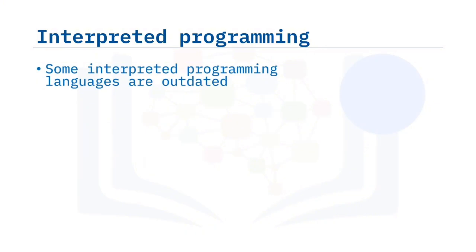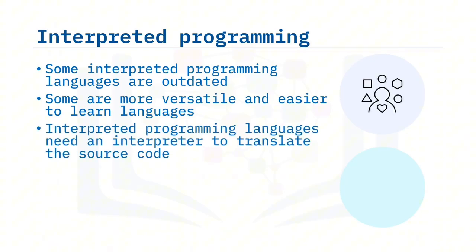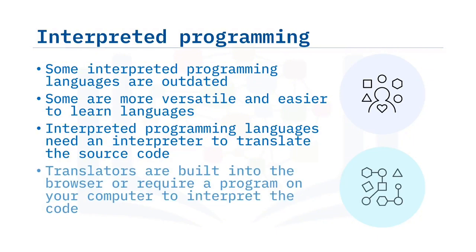As computers and web pages have changed and advanced, some interpreted programming languages are outdated, and they are not as useful or relevant. Some other languages are more versatile and easier to learn, which means they are preferred over other scripting languages and are used more often. All interpreted programming languages need an interpreter to translate the source code. Translators are built into your web browser, or they require a program on your computer to translate the code.